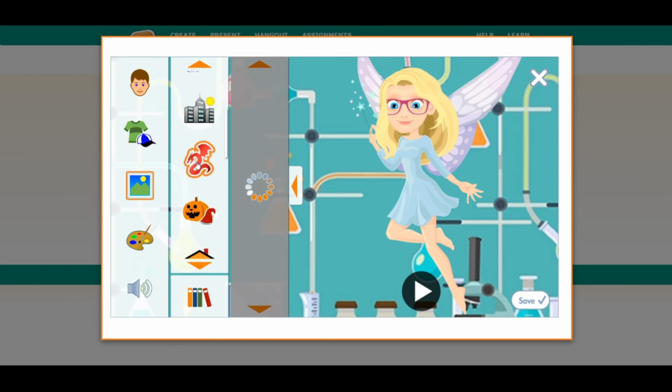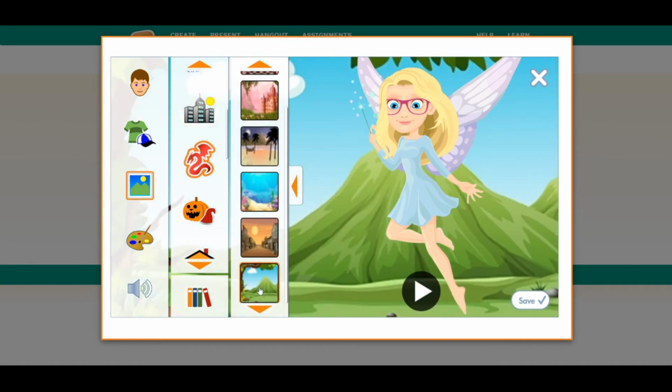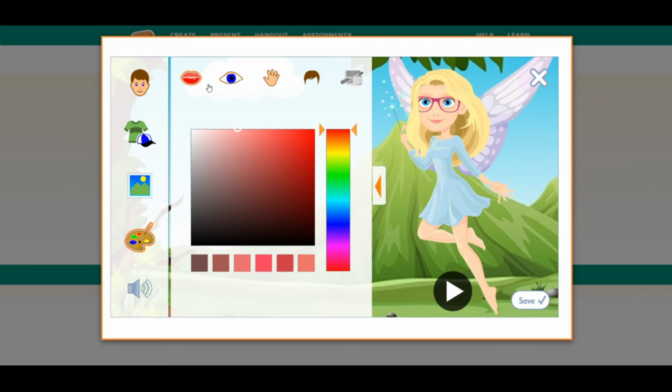So let's see here. I'm gonna hit the fantasy thing again and see if I can find something that maybe matches her. That looks kind of pretty and fairy-ish. All right, my next step is color. So I can change the color of her lips. I could make them bright blue if I wanted to, or maybe purple. You can change the eye color.